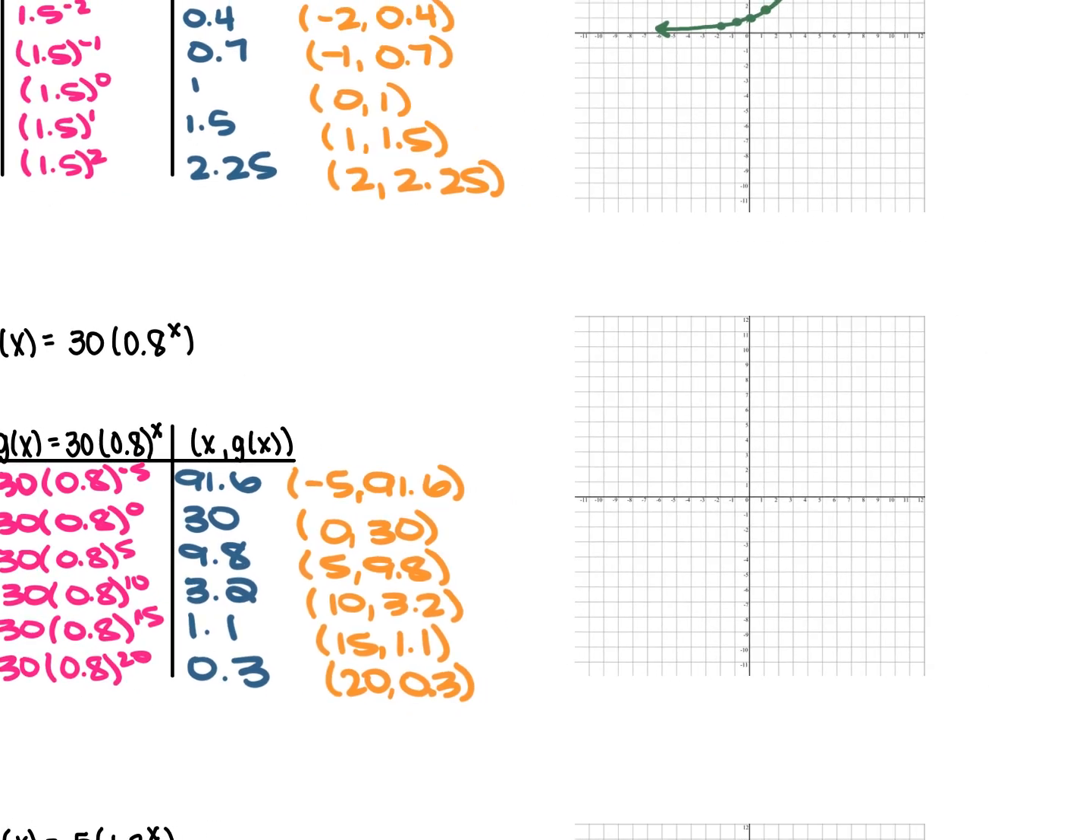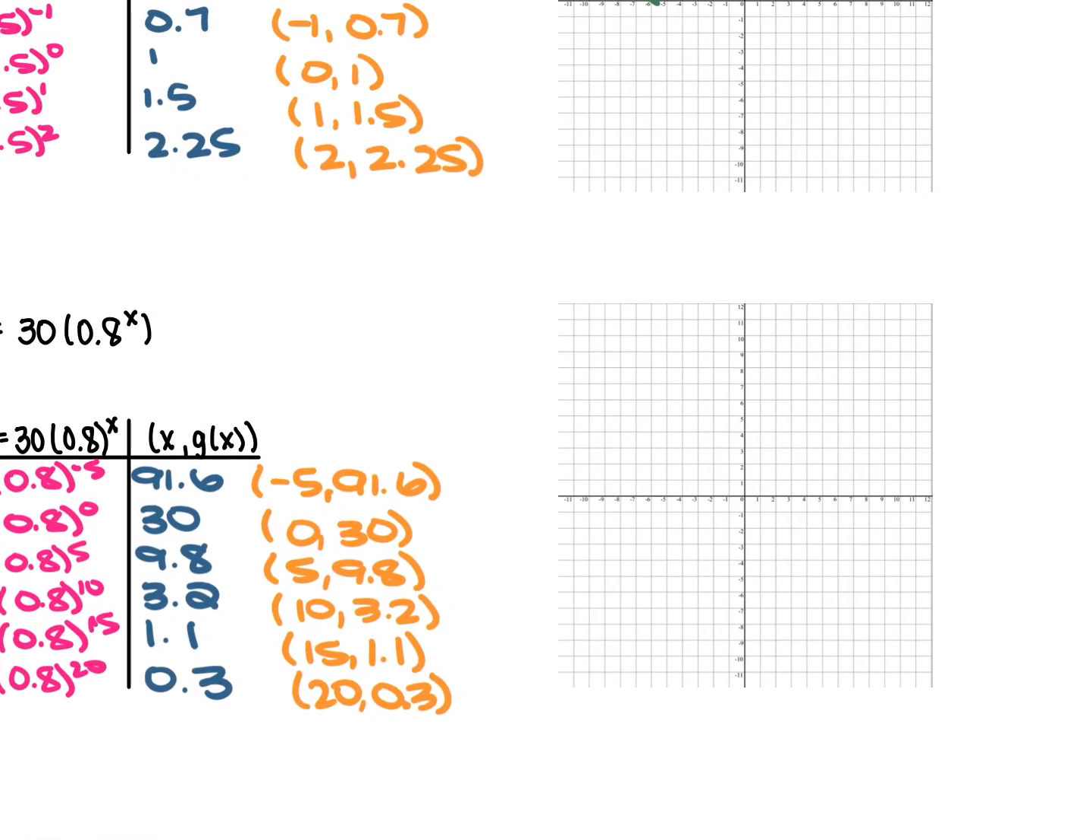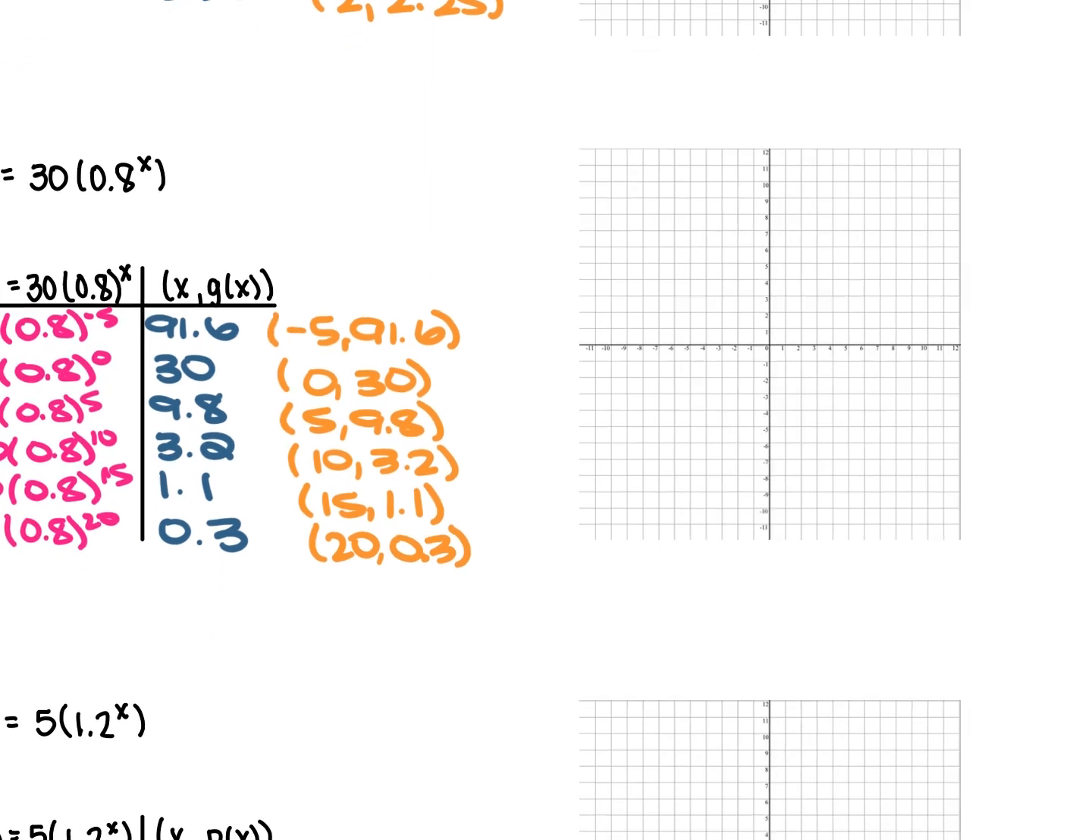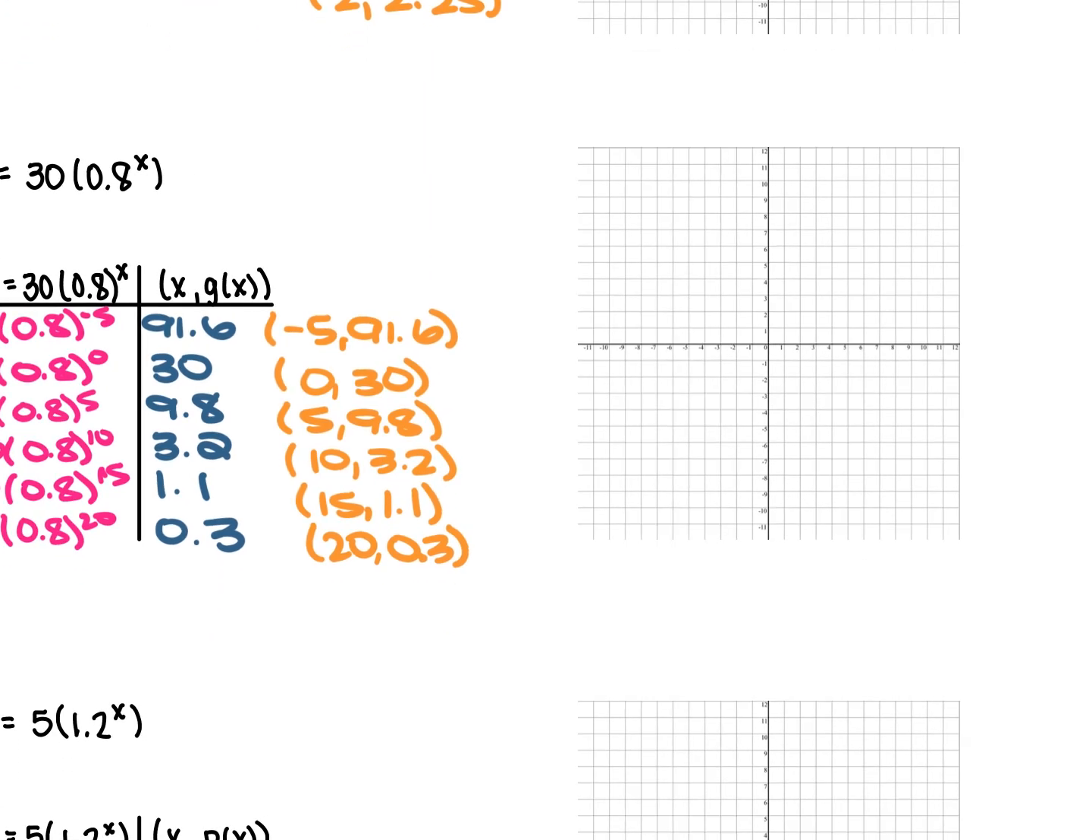On our coordinate plane, the first thing we have is that -5, 91.6. That will not fit on our coordinate plane, so we'll move to the next. You have 0, 30, still not on the coordinate plane. The 5, 9.8 is going to be about here. And then you have your 10, 3.2, which is going to be about here. Your 15, 1.1 is going to be about out here somewhere.